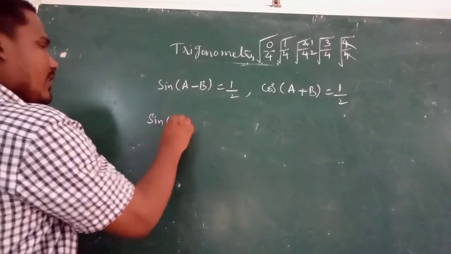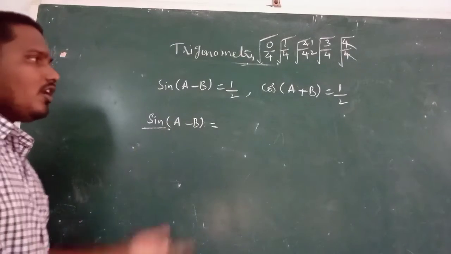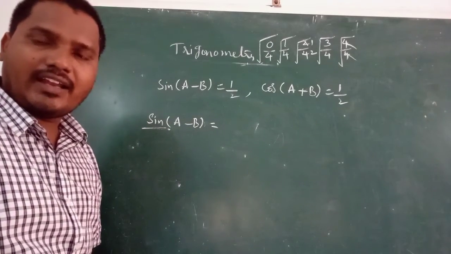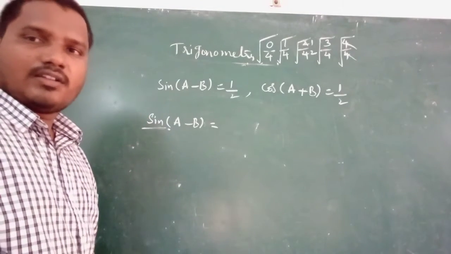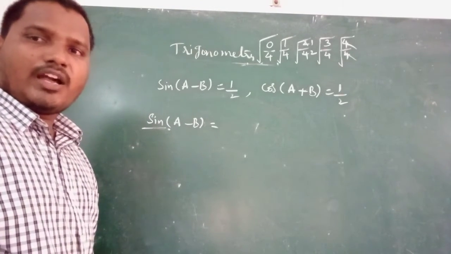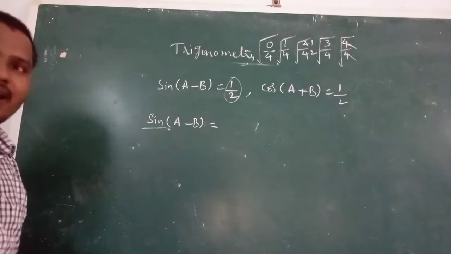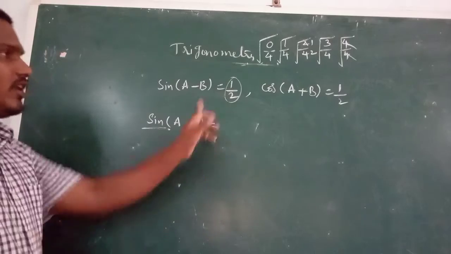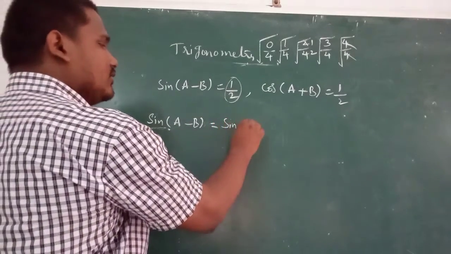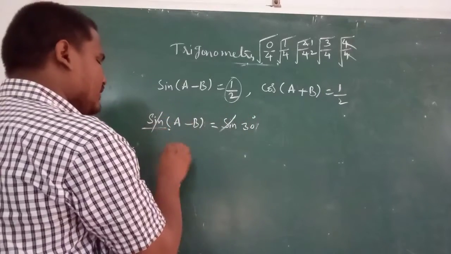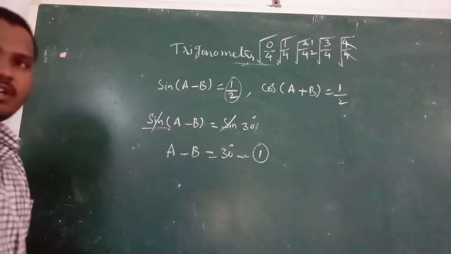Sine of a minus b. On the left side here you are getting a sine value, so on the right side also you are getting sine. Then it will be cancelled. A and b are remained. So in sine values, in which angle are we getting 1 by 2 in tabular form? Sine 30 degrees. So sine cancels. A minus b is equal to 30. This is the first equation.